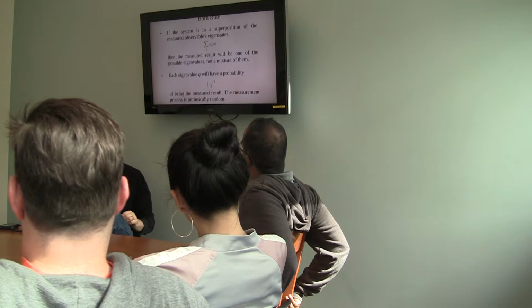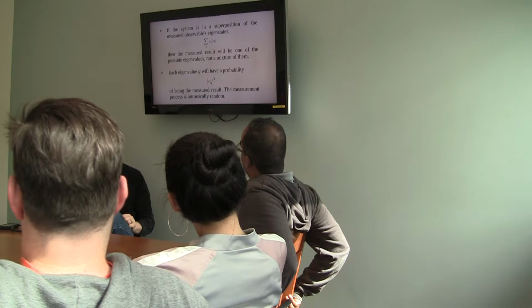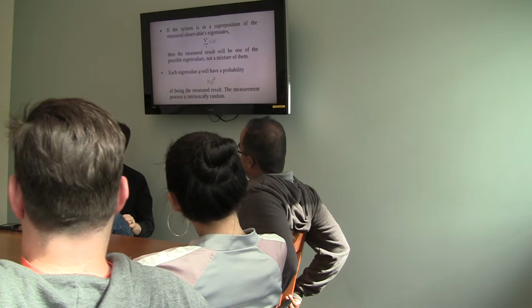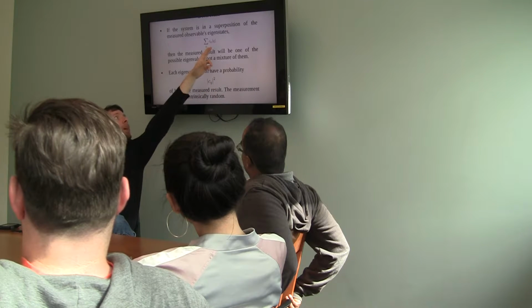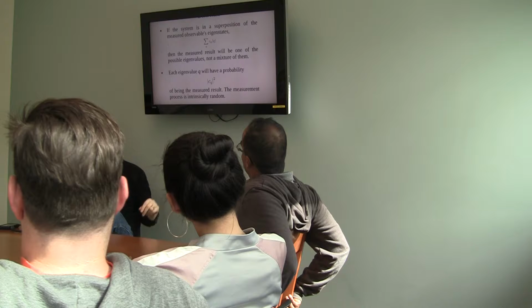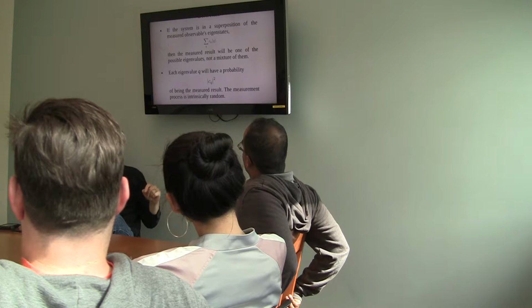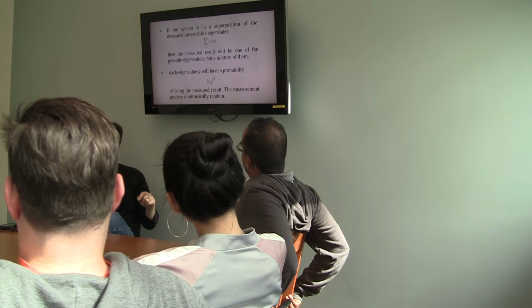Now, how do you know which result you're going to get? We knew we were going to get the eigenvalue when we only had one eigenvector to work with. But now the possible measurement results are these Q. Quantum mechanics says we can't get more than one result. We can't get something that's a mixture of these eigenvalues.